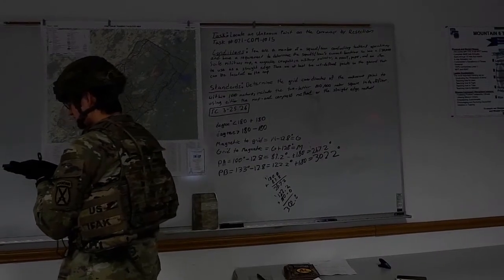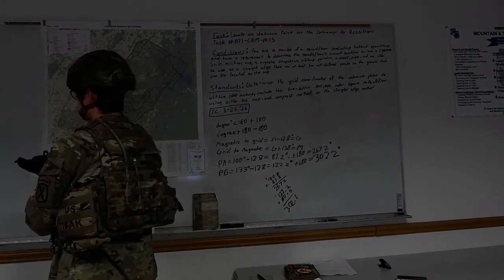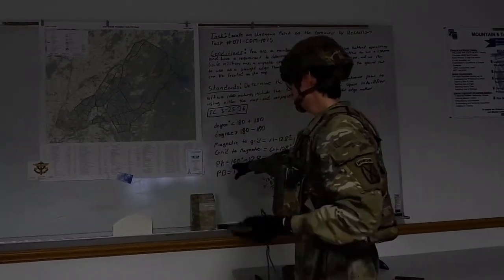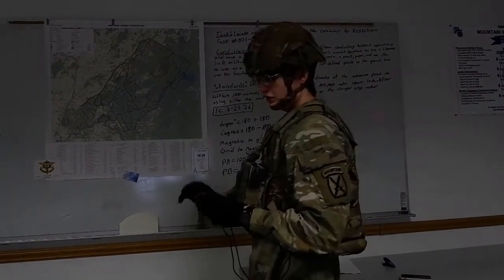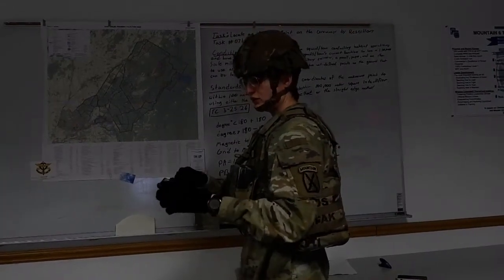You put it down, find it. So point B, my degrees is 133 degrees. So point B, 130 degrees. You don't need your compass anymore, so you can put that away.